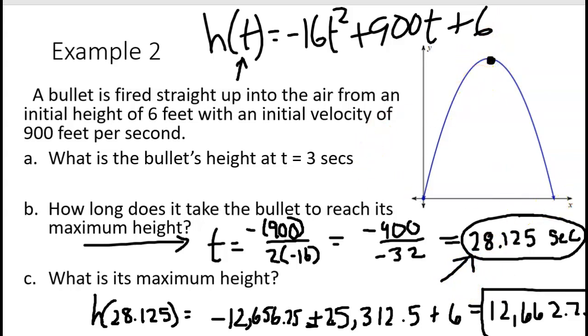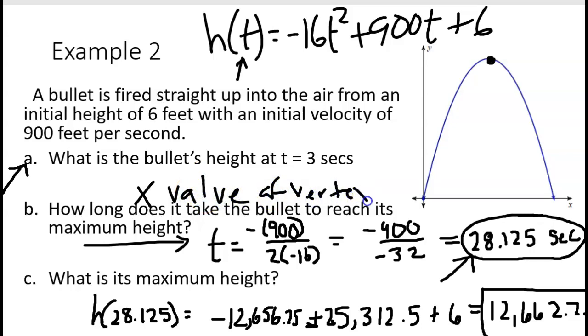So let's review a little bit. We did 3 things. Part A, I just asked you simply, what is the bullet's height at t equals 3? To get that, I just plugged in 3 for t and I solved. For part B, I asked you, how long does it take the bullet to reach its maximum height? Now, you might want to write down here, this is the x value of the vertex.